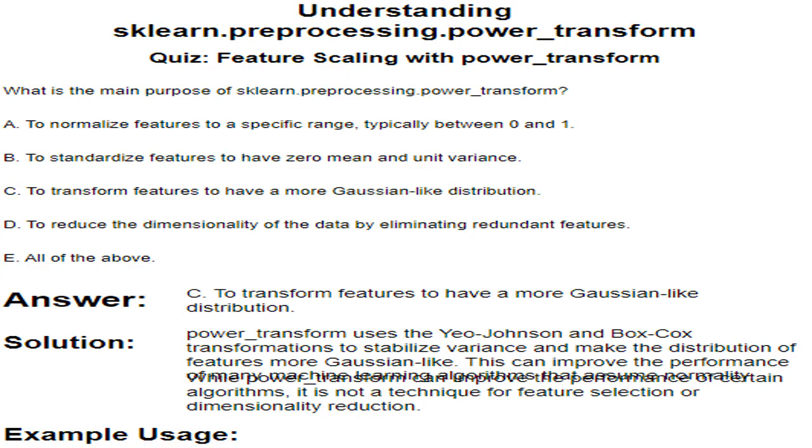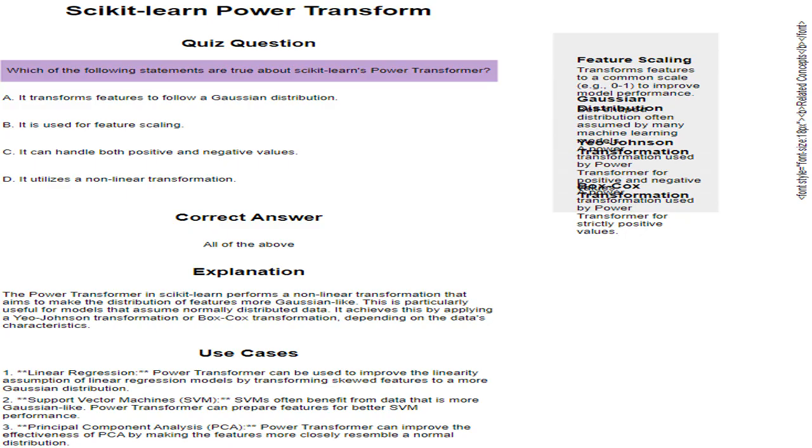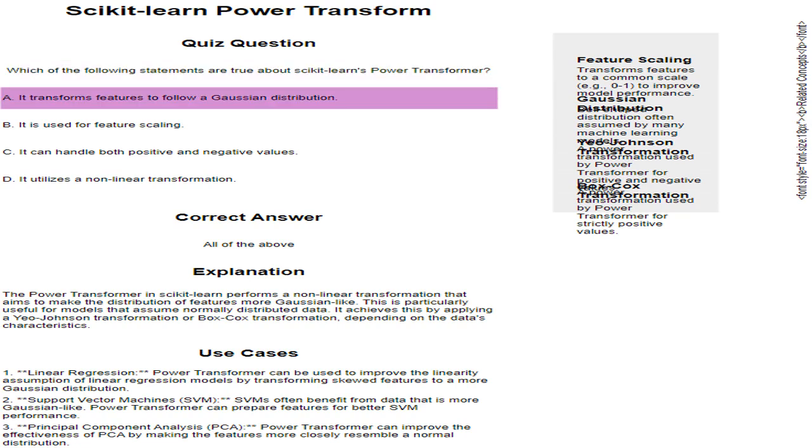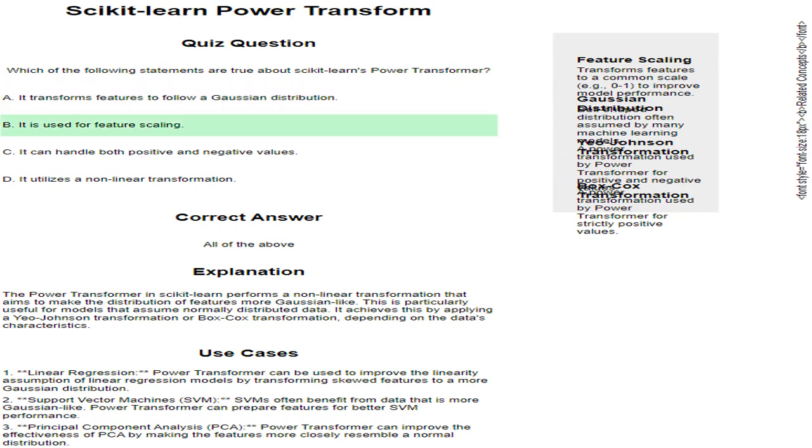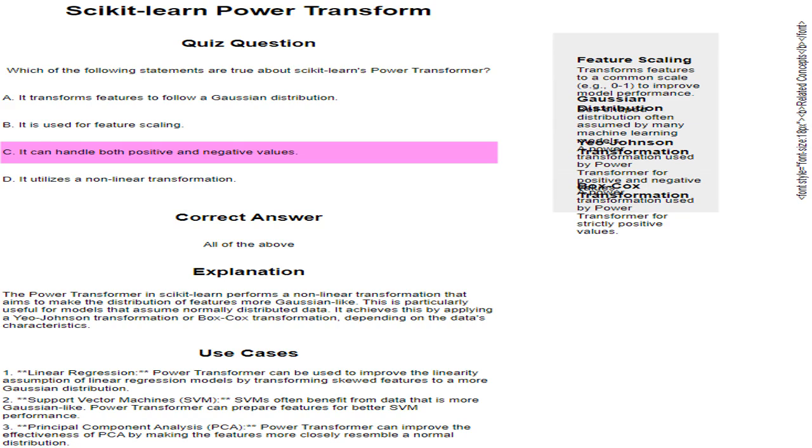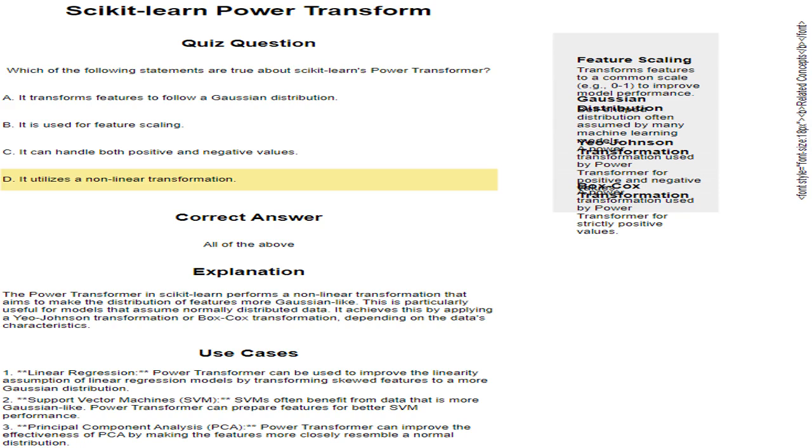Which of the following statements are true about scikit-learn's power transformer? A. It transforms features to follow a Gaussian distribution. B. It is used for feature scaling. C. It can handle both positive and negative values. D. It utilizes a nonlinear transformation.